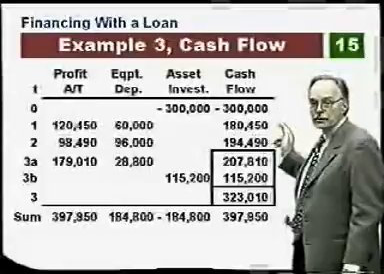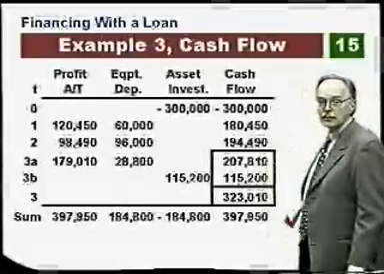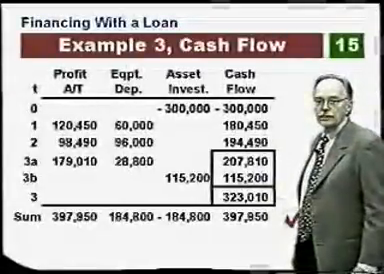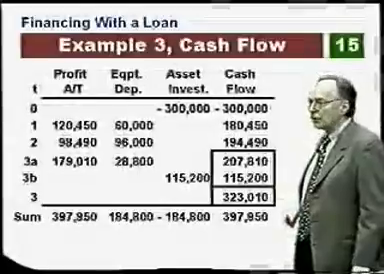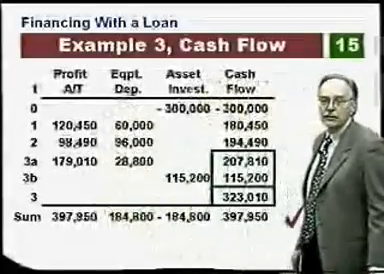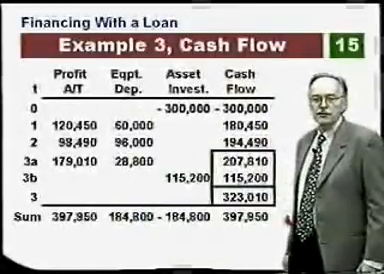$180,450, that's larger than it is in examples 1 and 2. $194,490, again larger than in examples 1 and 2. And then $323,710 at time 3. And again, we can do our sanity check. This column gives us $397,950. That's the same as the last column. And the two middle columns give us the same sums.